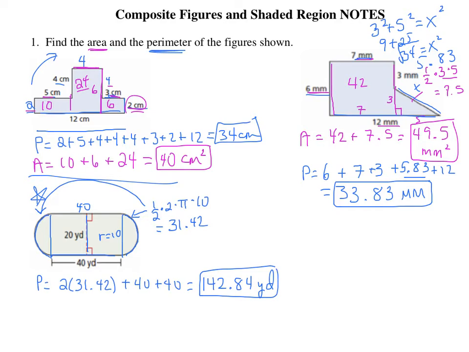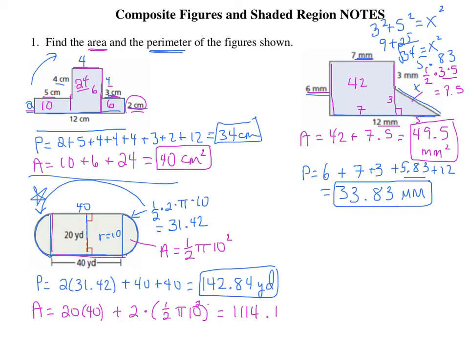All right, so then for my area, if you think about it, this is a rectangle, right? So I've got my 20 times 40 for the middle section. And then I have the area of half of a circle. So I've got pi r squared. But I want 2 of those because I have 2 halves of the circle. All right, so if I plug all of that into the calculator, I end up with 1,114.16, and that would be yards squared.